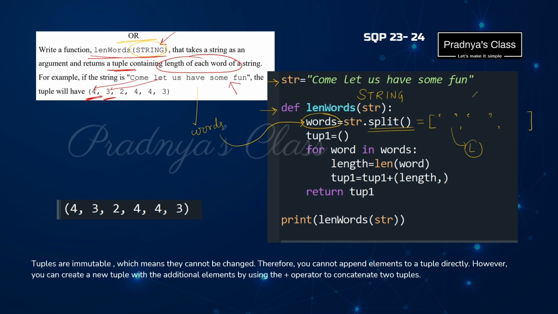Now we need to calculate the length of each word. For that we will be iterating over the list. Look at the for loop. For word in words, we are iterating over the list, taking each word and calculating its length. Then we get the length of each word in the variable length. For the first word, it will be 4. Wow, we got the length. Now what is our next task? We need to write it in the form of a tuple, and that length we will be adding one by one.